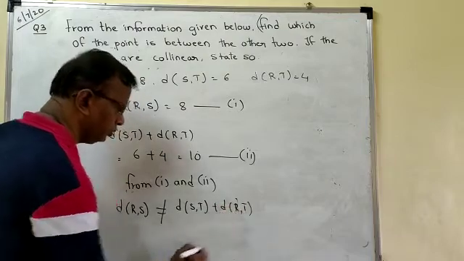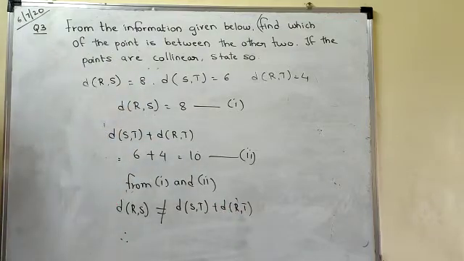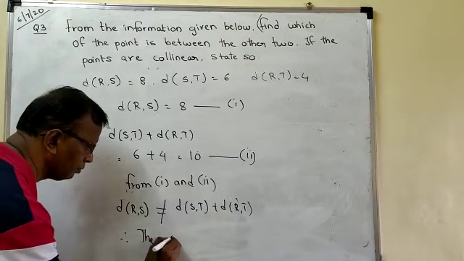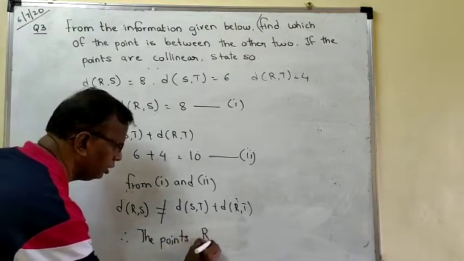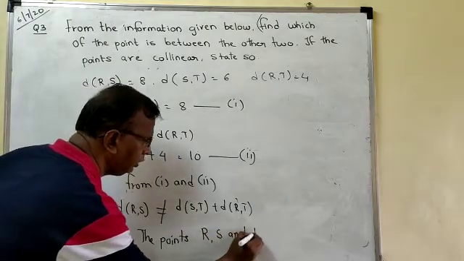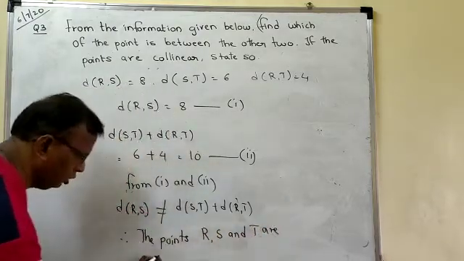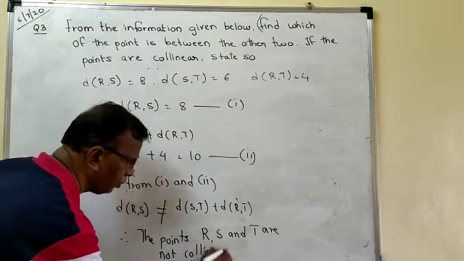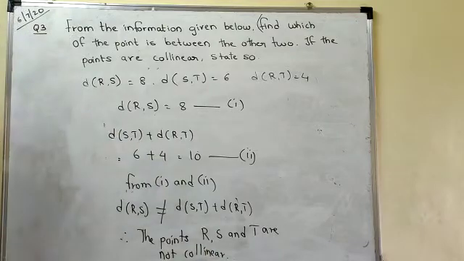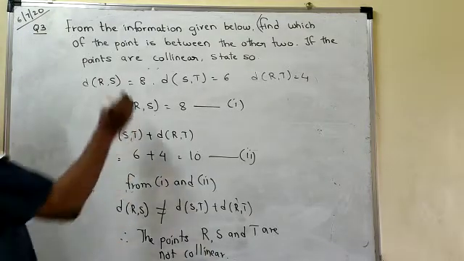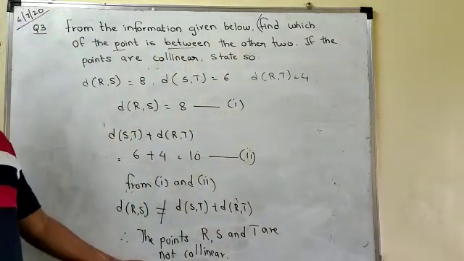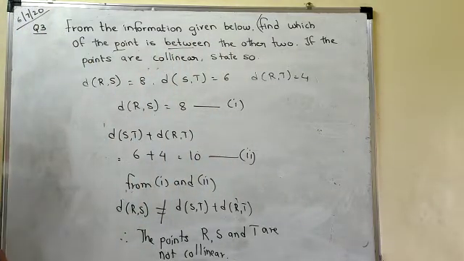They are not equal. So therefore the points are collinear or not collinear? Not collinear. Therefore we write the points R, S and T are not collinear. Okay students, any doubt here? Since the points are not collinear, there is no need of writing which point is between the other two. If they are collinear only, then we write which point is between. Any doubt, students? We'll go to the third sum.